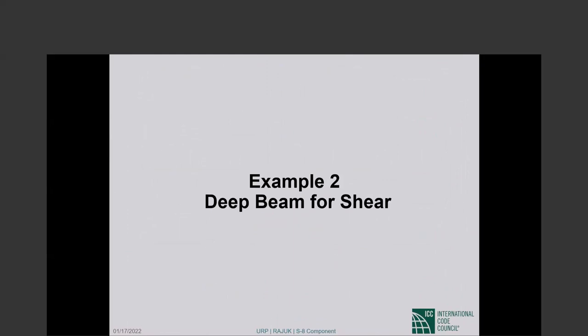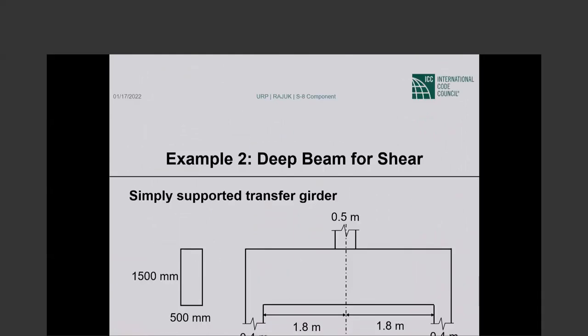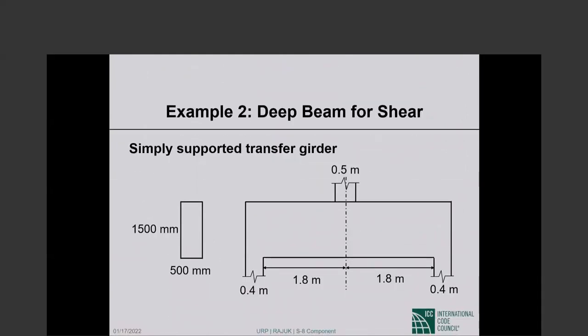Okay, let's do a deep beam for shear. This you will not find too many places, so I think you may like it and it may be useful to you. So 1500 by 500 is the section. This is a deep beam. Well, we'll figure out whether it's a deep beam or not.